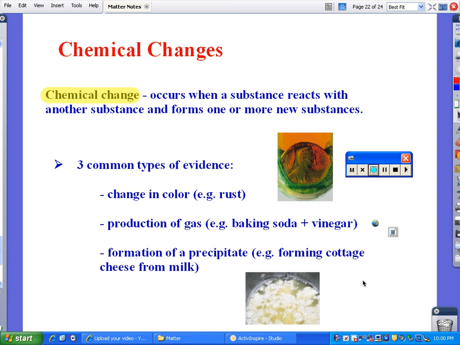Last thing is formation of precipitate, which is a solid from a liquid. That's how cottage cheese is formed from milk. It's basically a bacteria that's introduced to milk at a certain time, a certain type of bacteria. And as the bacteria eat the milk, they chemically convert it to a solid. Kind of gross to think that the cottage cheese is formed from bacteria, but in fact all cheeses are created that way.